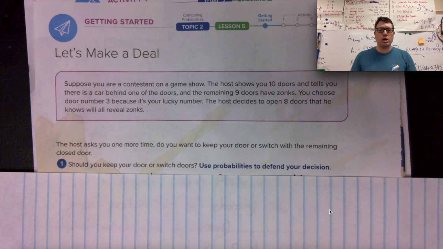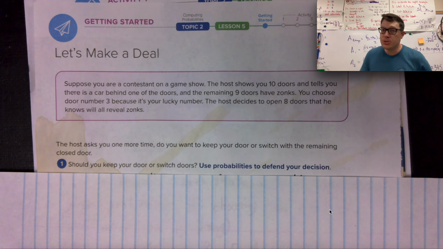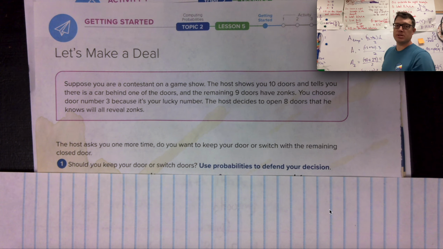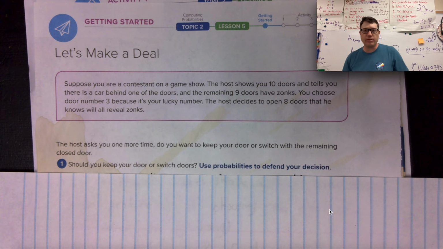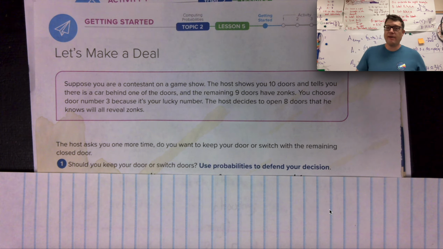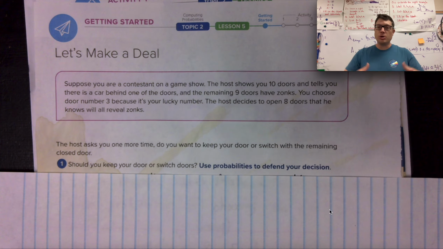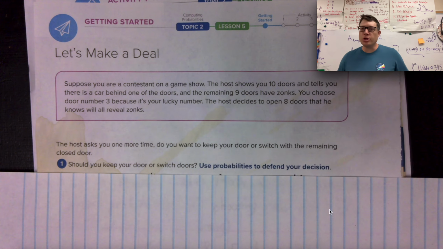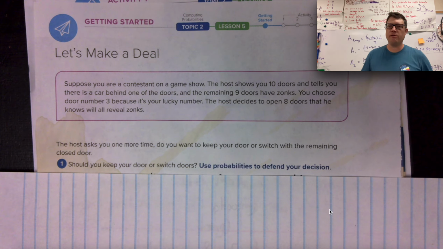Suppose you're a contestant on the Let's Make a Deal game show, and the host shows you 10 doors and tells you there's a car behind one of the doors. And the remaining nine doors have what we call zonks, which is a goofy, worthless prize. It has literally no value.